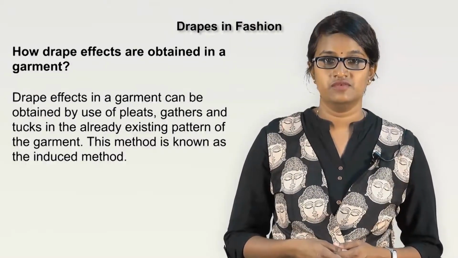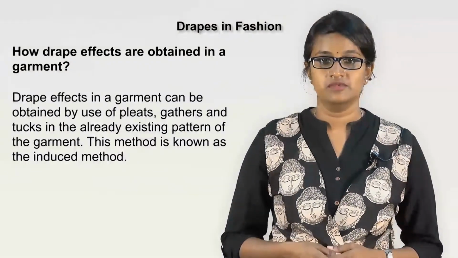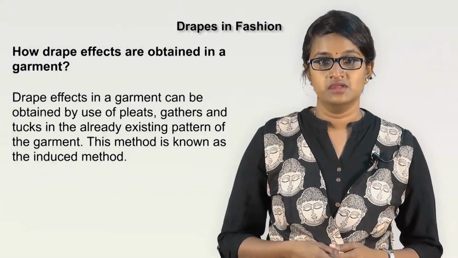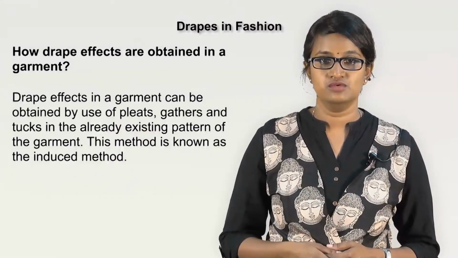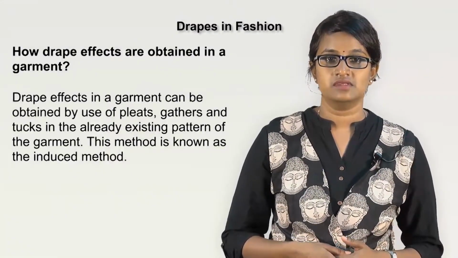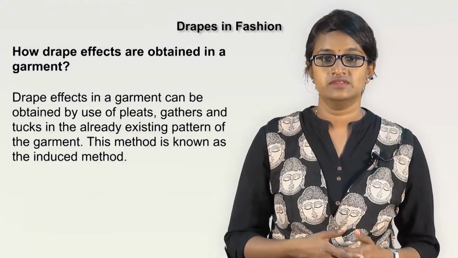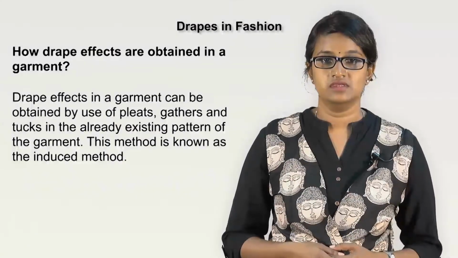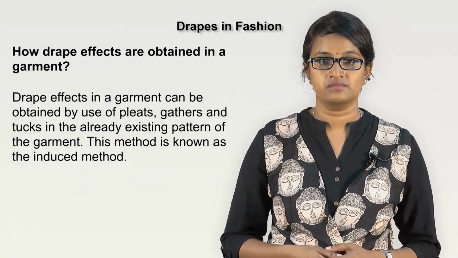How drapes effect are obtained in a garment. Drape effects in a garment can be obtained by the use of pleats, gathers and tucks in the already existing pattern of the garment. This method is known as induced drape method.